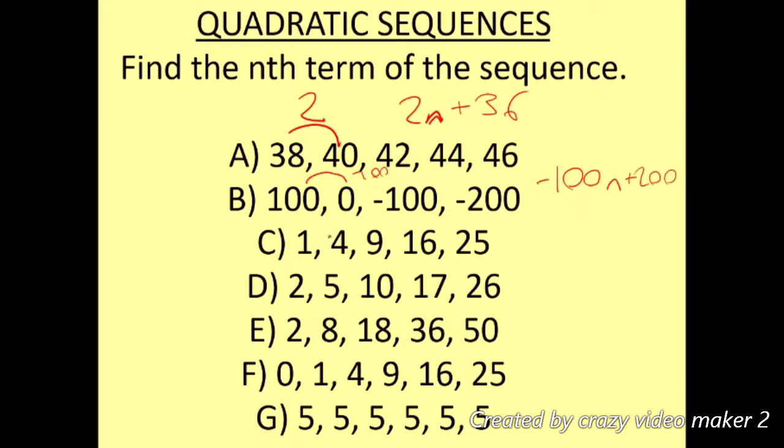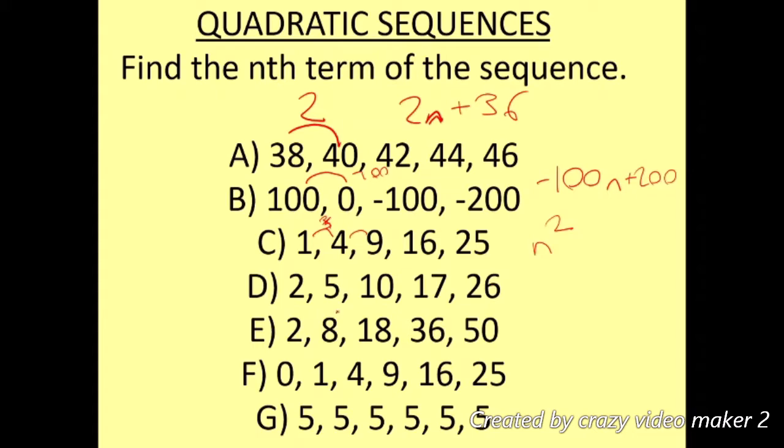Right, my next one. 1, 4, 9, 16, 25. Now I'd still check the difference. My difference here is 3. My difference here is not 3. Yeah, so that tells me it's not a linear sequence. But looking at those numbers, 1, 4, 9, 16, 25, you should recognise them. And these are your square numbers. Okay, which means that it's actually n squared.